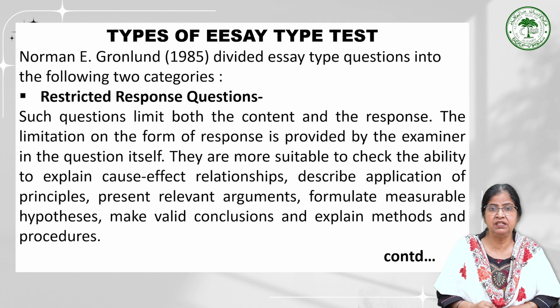Norman Gronlund in 1985 divided essay type questions into the following two categories. Restricted response questions. Such questions limit both the content and the response. The limitation on the form of response is provided by the examiner in the question itself. They are more suitable to check the ability to explain cause-effect relationships, describe application of principles, present relevant arguments, formulate testable hypotheses, make valid conclusions, and explain methods and procedures.